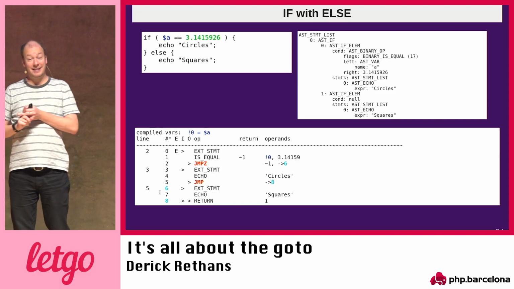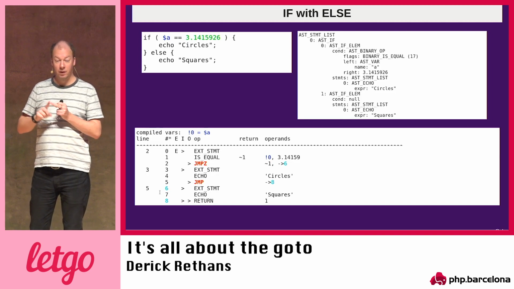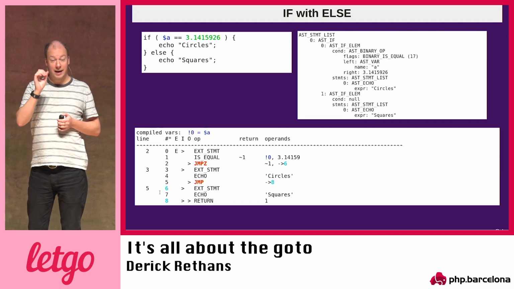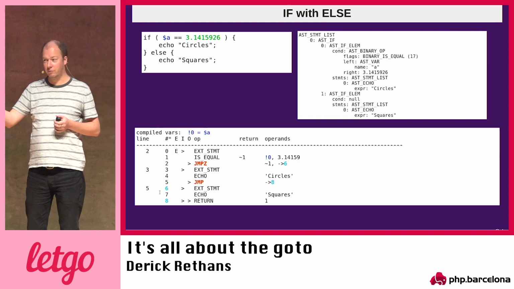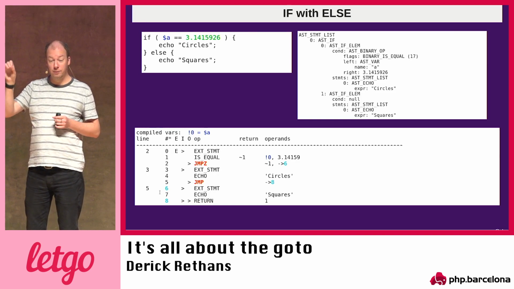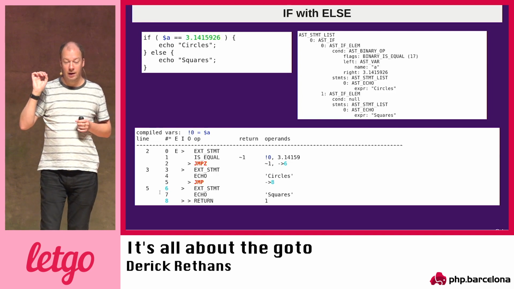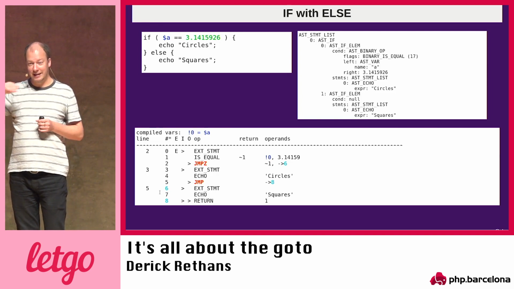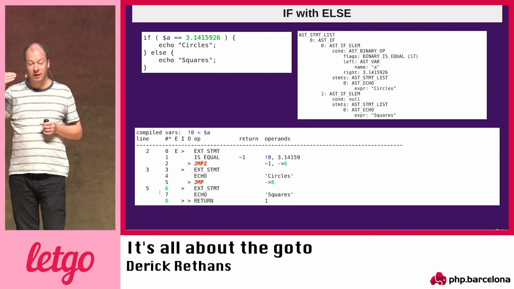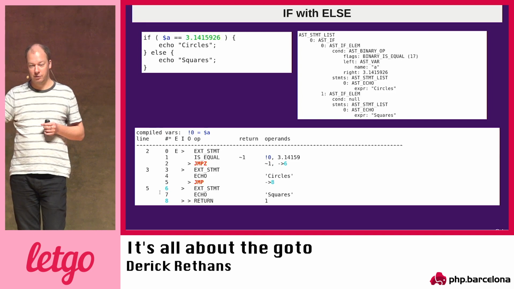So again, you have this is-equal opcode in line 1, where it compares the variable a with the value that represents pi. If it doesn't match, we're going to jump to op line number 6. And if you look at 6, that's the echo statement, and it echoes squares. Then it returns, like it did previously.